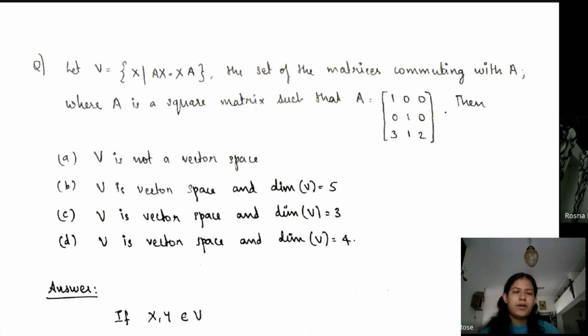Let V be a collection of vector spaces of matrices such that if you have an X, then AX equals XA. It is the set of matrices that commute with A, where A is a square matrix, A is 1, 0, 0, 0, 1, 0, 3, 1, 2. Then this collection of matrices commuting with A: A, is not a vector space. B, it is a vector space but with dimension 5. C, it is a vector space with dimension 3, and D, it is a vector space with dimension 4.